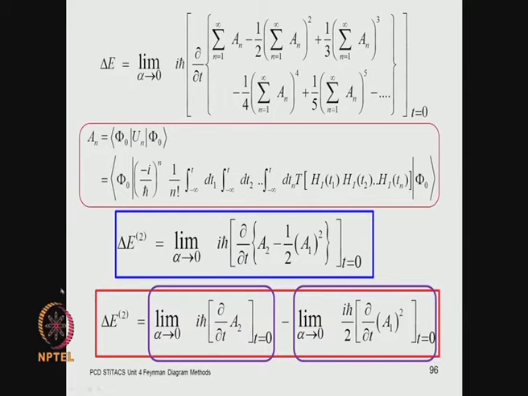So, we now are going to work with only the first term, which is in this box, which is the limit alpha going to 0 of i h cross times the time derivative at t equal to 0 of the operator A2, the matrix element of U2.